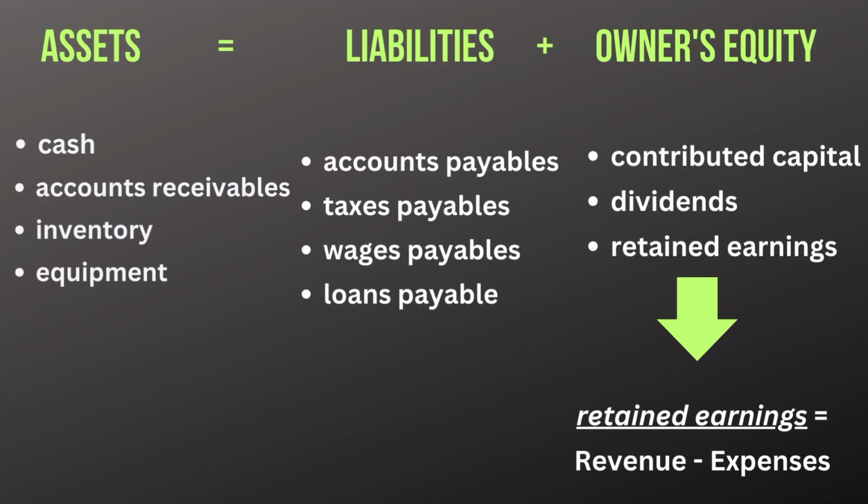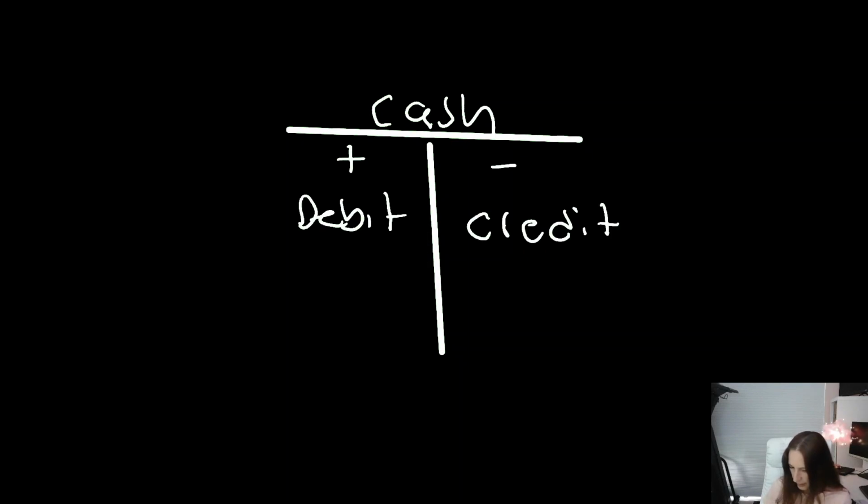So how does the T account work, and how does it help you remember the rules of debits and credits? Imagine that the vertical line is an account. So in this case, we're going to say it's cash. And the horizontal line separates the left from the right. In the previous videos, we learned that debits go on the left and credits on the right.